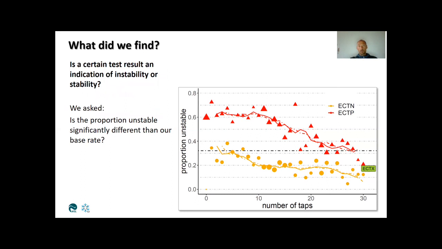So now we actually want to know which of these combinations of ECT, fracture propagation, and the number of taps provides us an indication of stability or instability. For this, we compared our values with our base rate. The way you can understand it is, if our red line, for instance, is clearly above our base rate, then this is normally associated with instability. If our line is clearly below our base rate, then this is associated with stability more often.